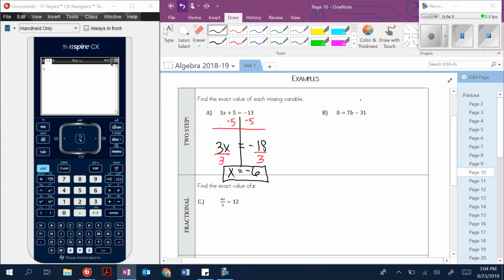Okay, moving on to B. B looks a little weird, so sometimes when I see things looking a little weird, I tend to like to use the sorting method. So instead of x's and not x's, this is going to be b's and no b's, to be or not to be. And the 0, well, we don't know what's going on with that. We could move it, but it really doesn't matter. The 7b is on the incorrect side, so we're going to move that over and make it -7b. And the -31 is actually on the correct side. So -7b is equal to -31. Divide both sides by -7.